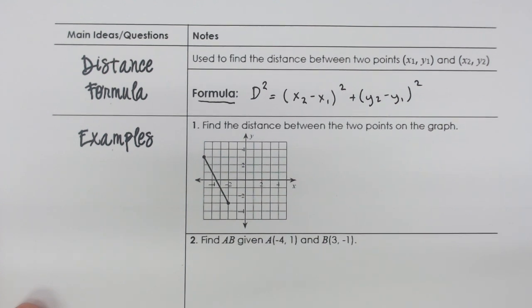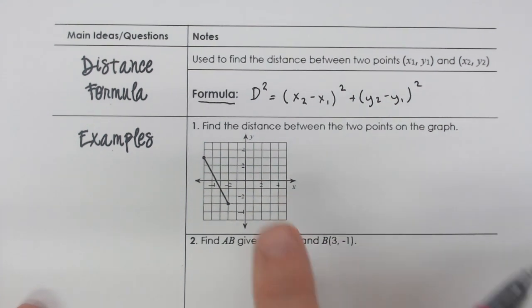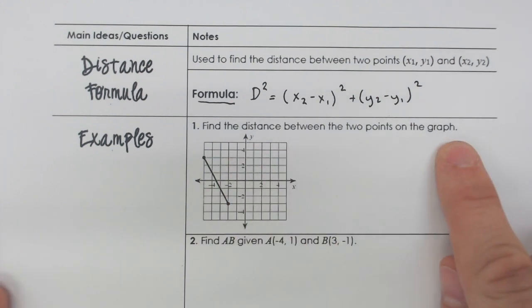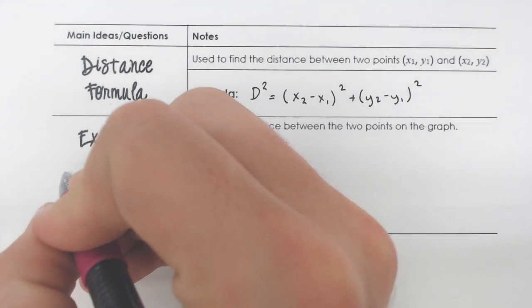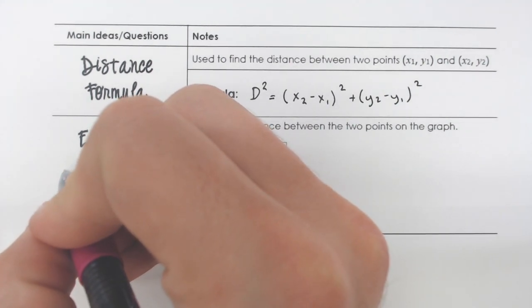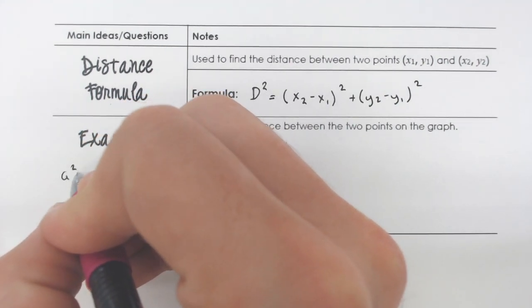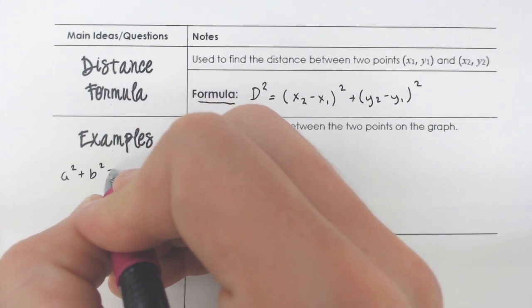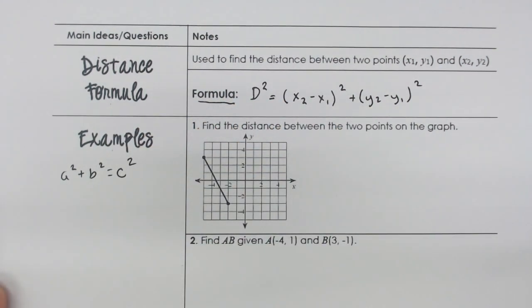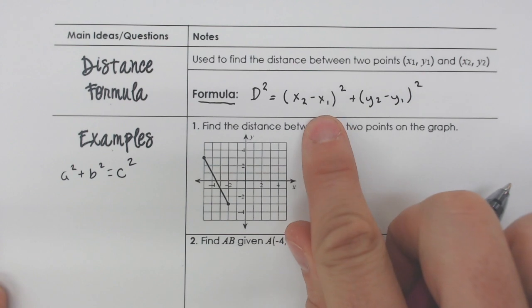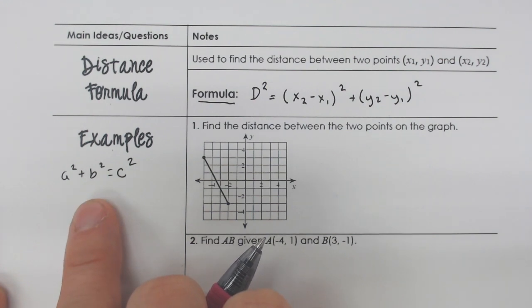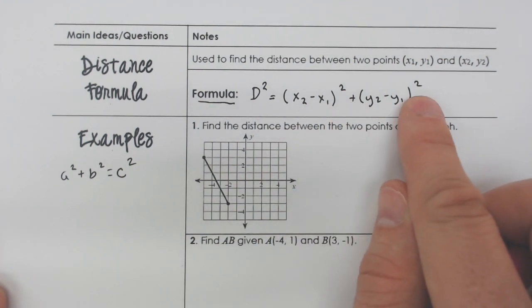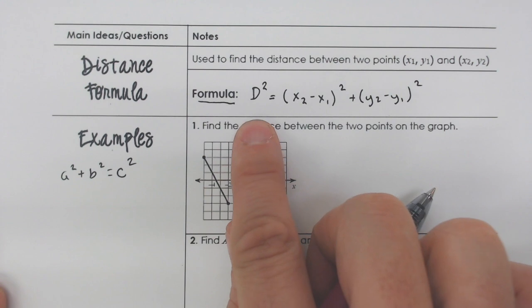All right? I also want you to take notice that this is really a more difficult way to look at the Pythagorean Theorem. And for those of you that forgot what the Pythagorean Theorem is, it is a squared plus b squared is equal to c squared. The x2 minus x1 and the y2 minus y1 are the a and the b. They're just squared, and the c squared is the distance.